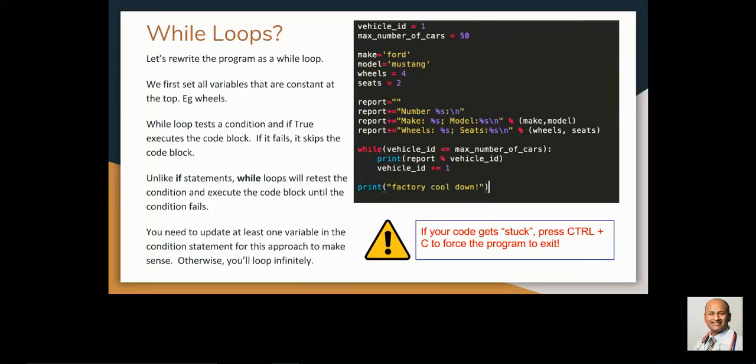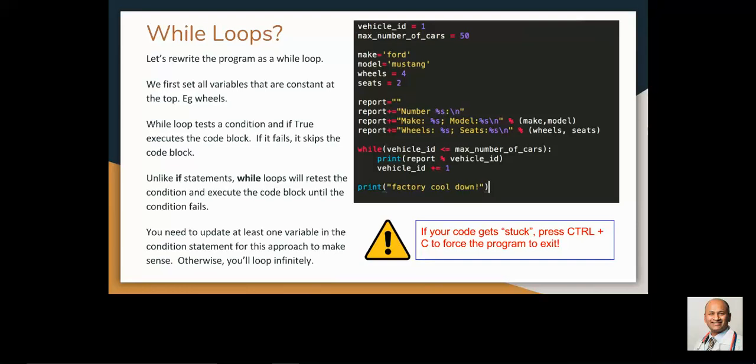So all you have to do is really you take the vehicle ID, you think about the maximum number of cars you want to deal with, and then you just increment the vehicle ID until you have more than 50 cars. And then you'll stop printing it.